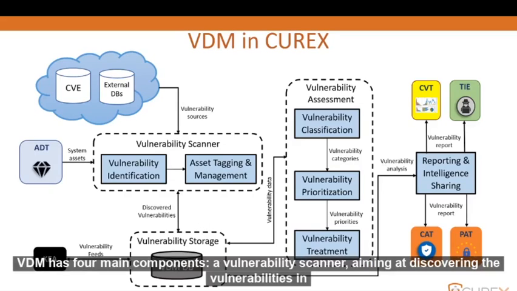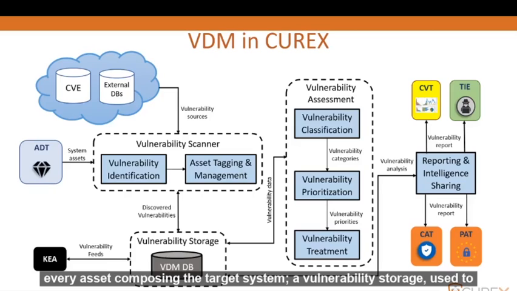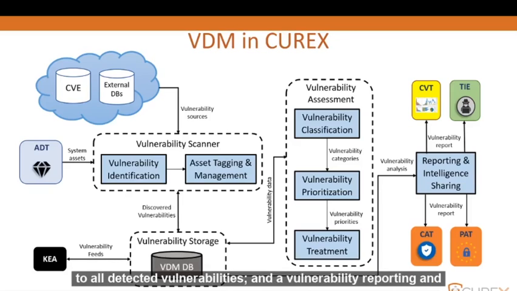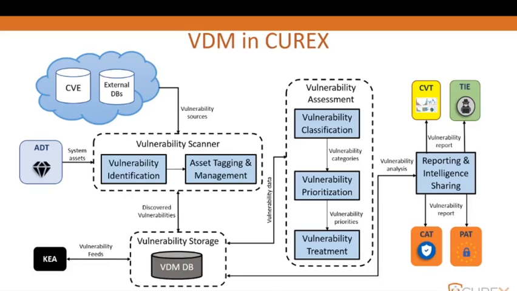VDM has four main components: a vulnerability scanner aiming at discovering the vulnerabilities in every asset composing the target system, a vulnerability storage used to store reports and information about the detected vulnerabilities, a vulnerability assessment aiming at classifying, assigning priorities, and treatments to all detected vulnerabilities, and a vulnerability reporting and intelligence sharing, focusing on generating a vulnerability report that can be shared among organizations.